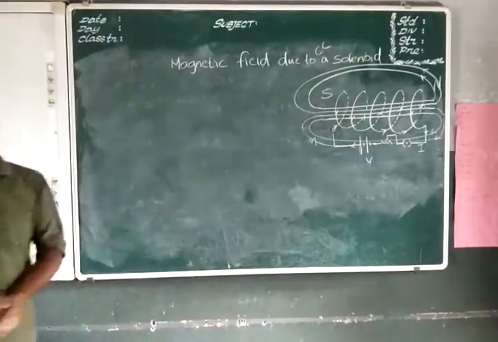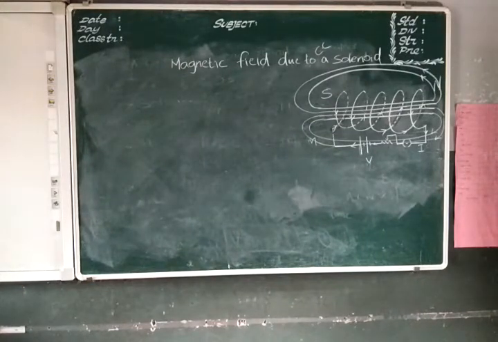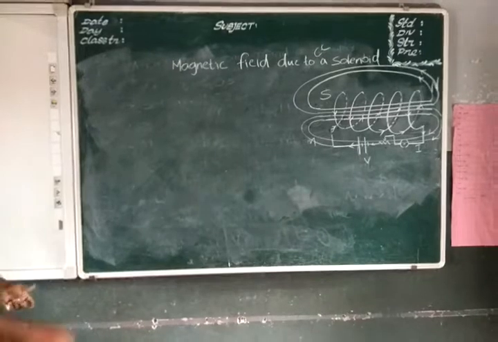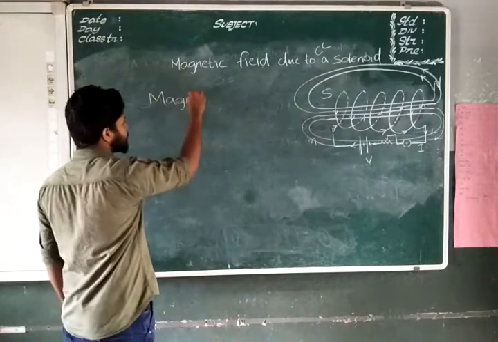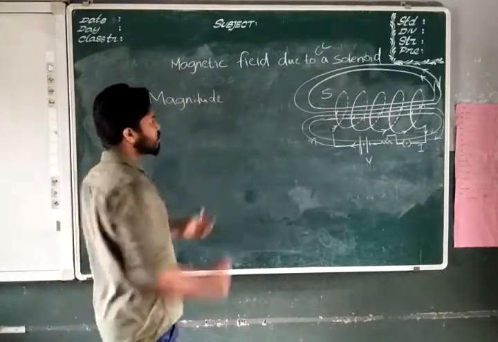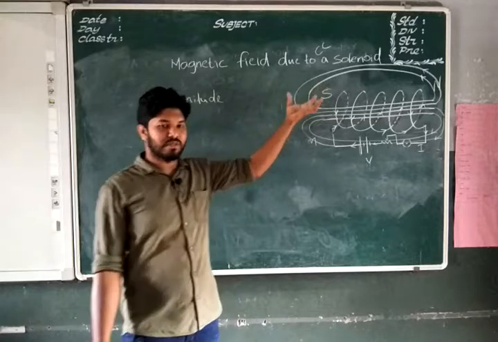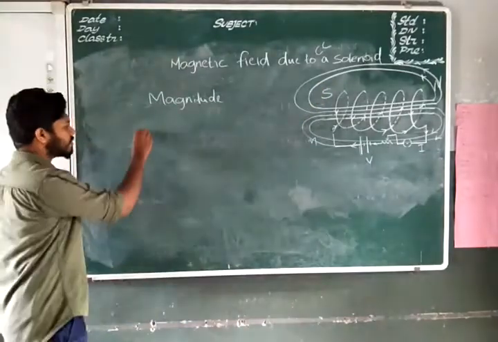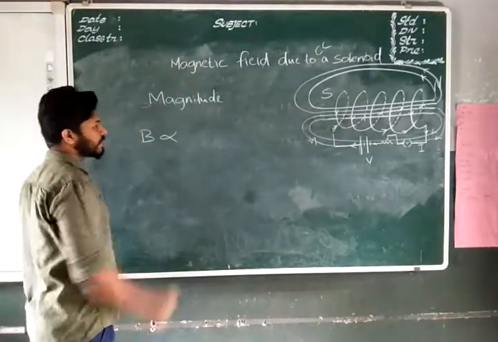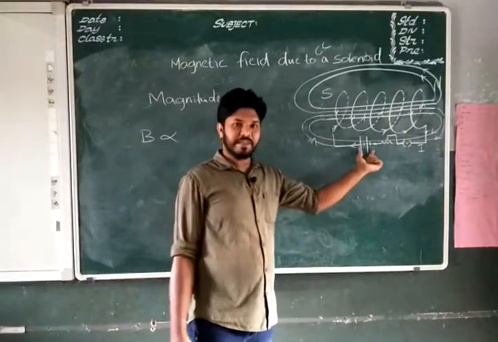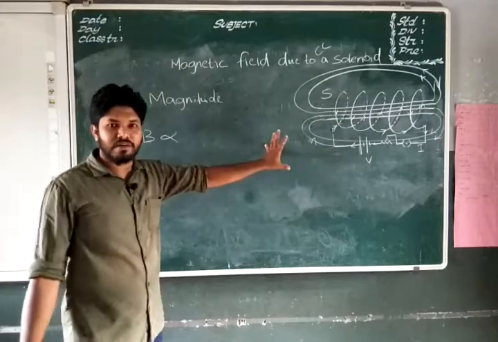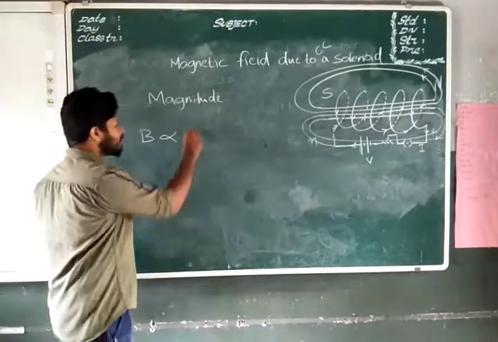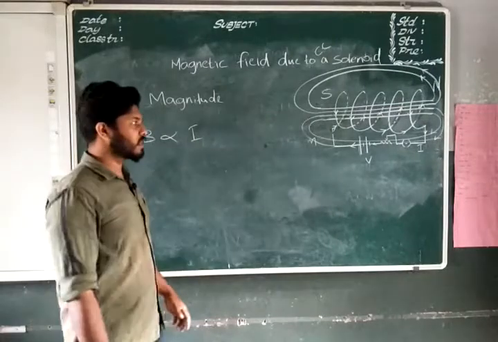Now moving into the magnitude of a magnetic field. Magnitude of magnetic field due to a solenoid, a current carrying solenoid. We know the letter indicating the magnitude is B. We found that when current is increased, obviously the magnetic field strength is found to increase. So we can write B is directly proportional to I.